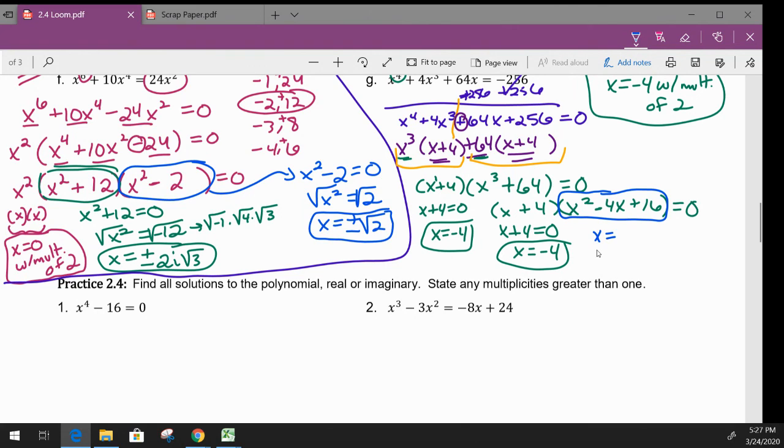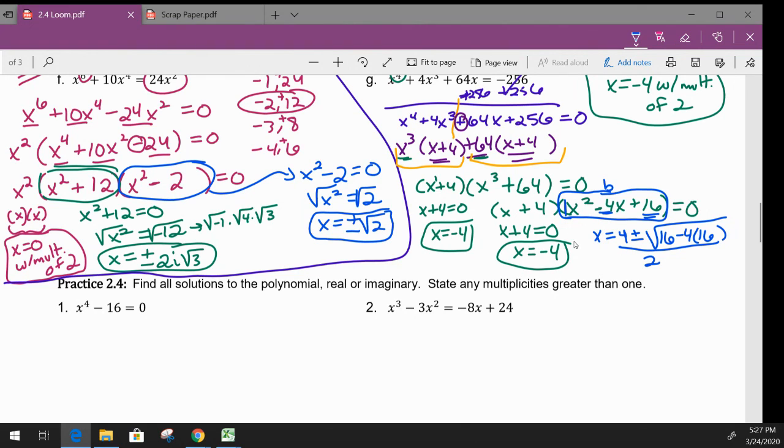X equals b is negative 4, so the opposite would be positive 4, or just 4, plus or minus the square root of b, again, is negative 4. If I square it, I get 16 minus 4. And then in the parentheses, I'm going to multiply my a value, which is 1, times my c value, which is 16. 1 times 16 is 16. And that all gets divided by 2a. A is 1 times 2 is 2.